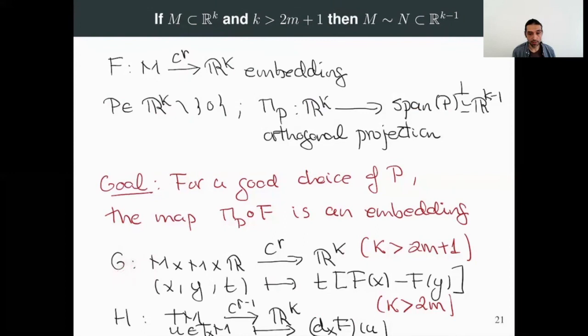We need to consider h because indeed what we have when p does not belong to the image of h is that the composition of f and pi is an immersion. But what you see is that in order to reduce the dimension of the target space from k to k minus 1, we just need k greater than 2m. So we can apply this reduction of the dimension method till we get to R^(2m). And that's the reason why we get different dimensions of the target spaces in the case of immersions and in the case of embeddings.